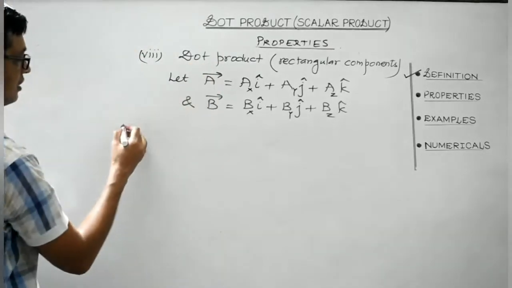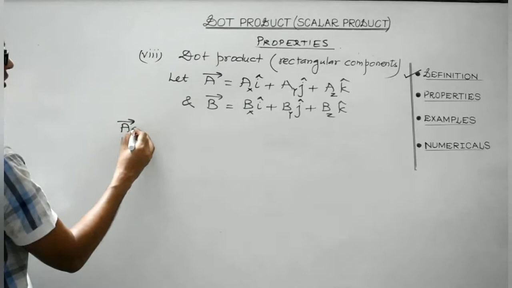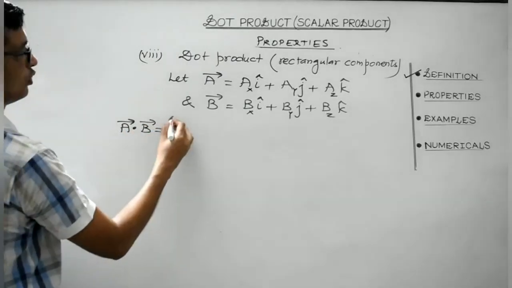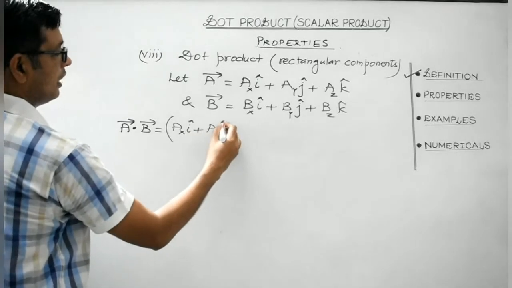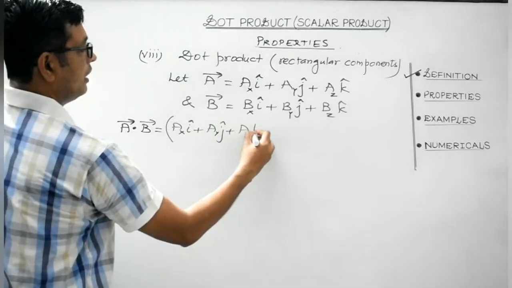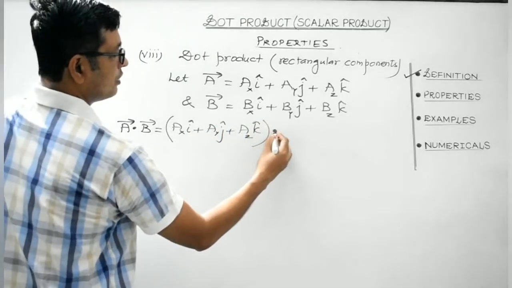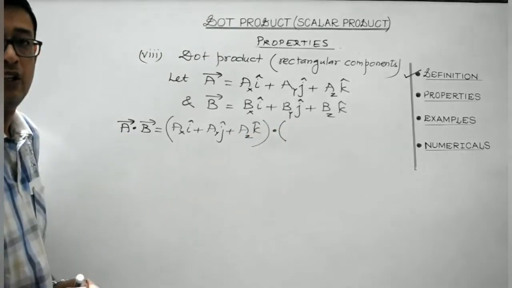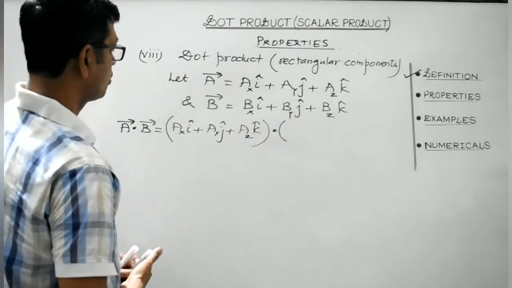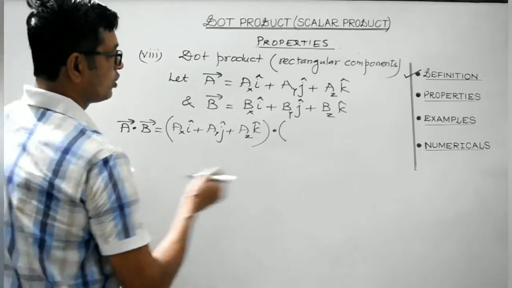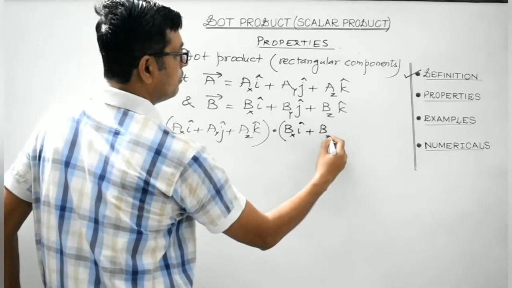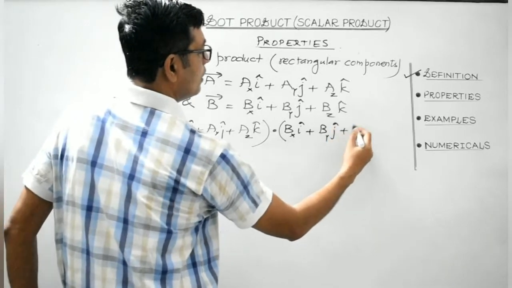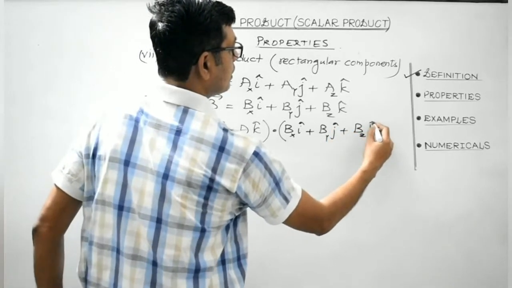So let's discuss its dot product, A vector dot B vector. Let's substitute the value ax I cap plus ay j cap plus az k cap dot, this is the dot product, right? So substitute the value of B vector in terms of its components, so it will be bx I cap plus by j cap plus bz k cap.